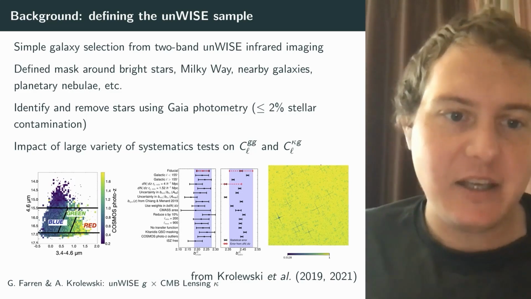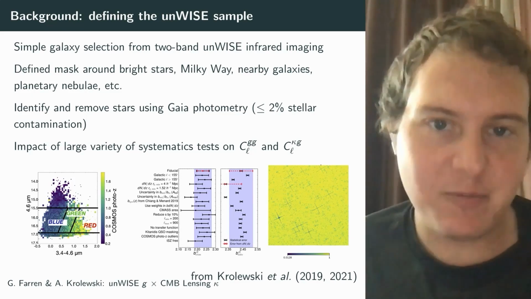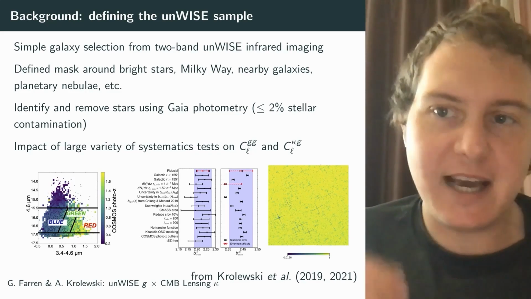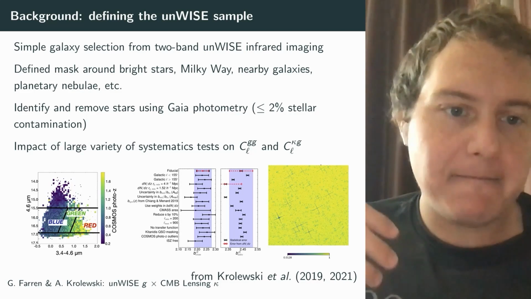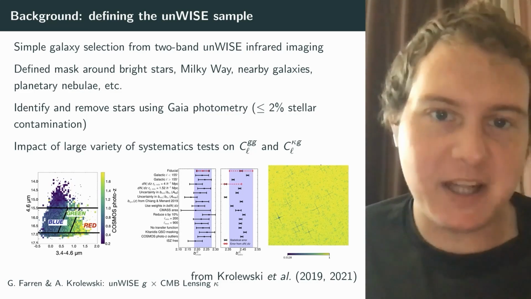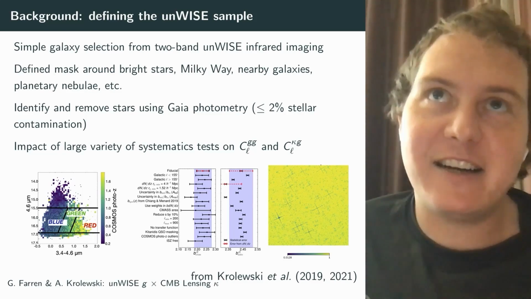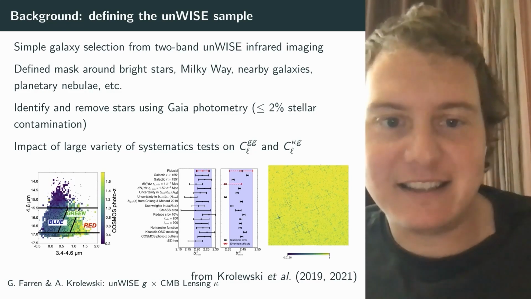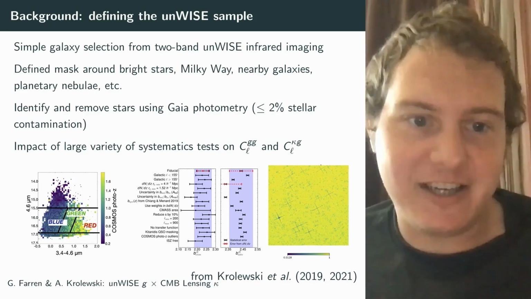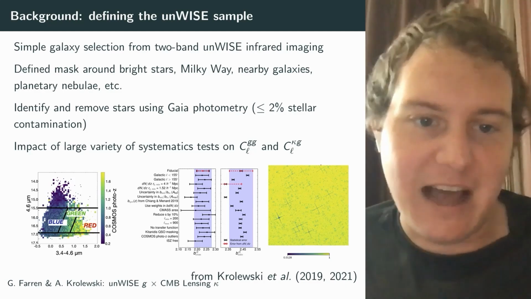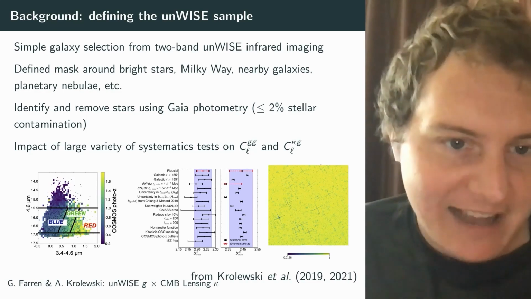It turns out that you can simply and quite effectively select a large number of galaxies from this two-band infrared imaging. We use the unWISE catalog, which is a processing of the WISE data, and we select galaxies with a simple color cut between the two WISE bands. These are at 3.4 and 4.6 microns. These bands, which are further into the infrared than typical galaxy selections, which are optical or near infrared, really enable us to select more higher redshift galaxies and take advantage of the better overlap of high redshift with the CMB lensing kernel. We define 3 WISE galaxy samples.